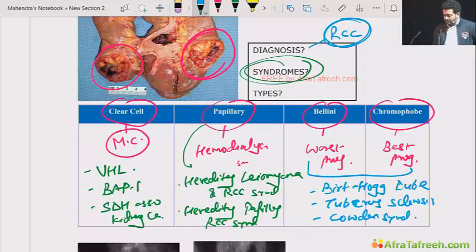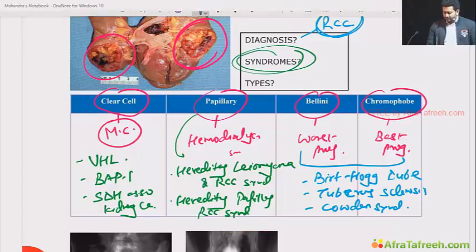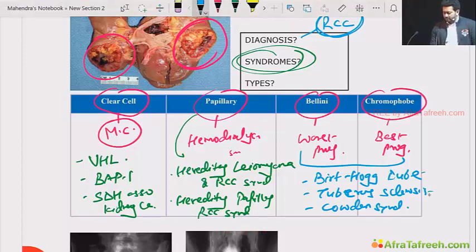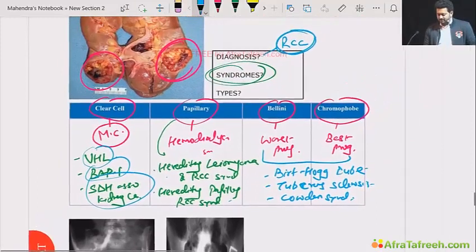Okay, so the syndromes associated with RCC is an important question. There is a table given in the Bailey and Love, so this is an important question. Syndromes associated with RCC: Birt-Hogg-Dube syndrome, tuberous sclerosis, Cowden syndrome. For the chromophobe Bellini, for papillary, hereditary leiomyoma and RCC, and hereditary papillary RCC. VHL, BAP1, and SDH associated with clear cell.